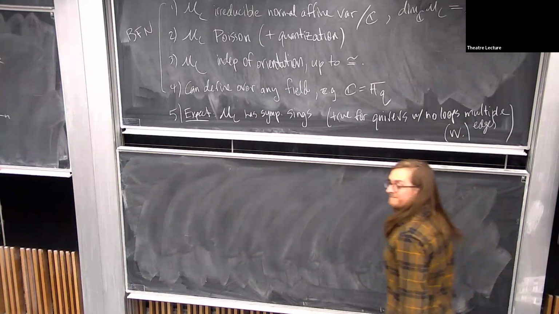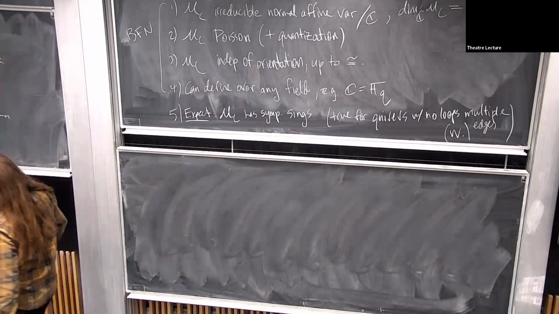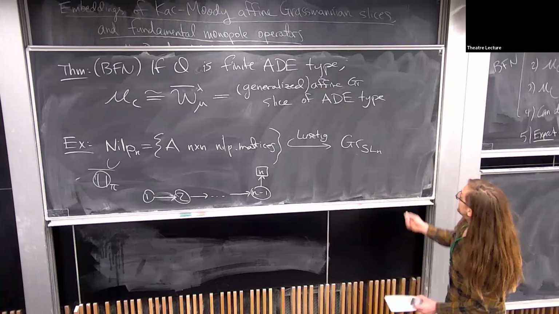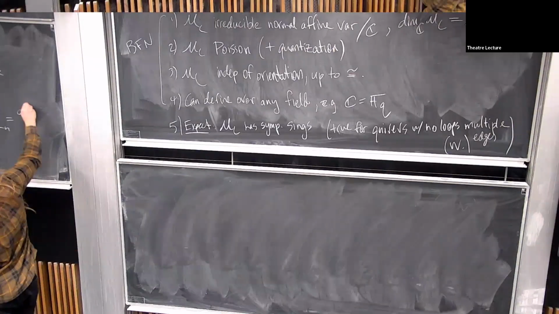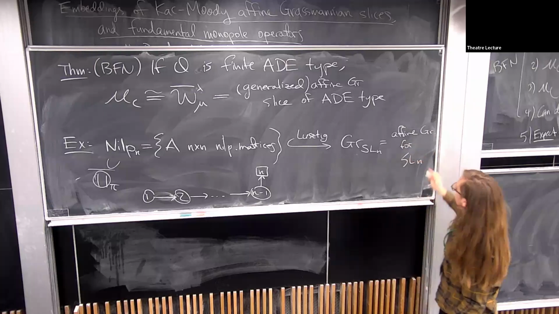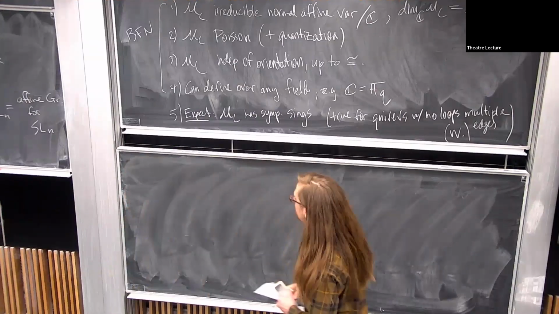This is affine Grassmannian, right? Pardon me? The R means affine Grassmannian. Yes, yes, thank you. For SL_N. Or GL_N if you like.